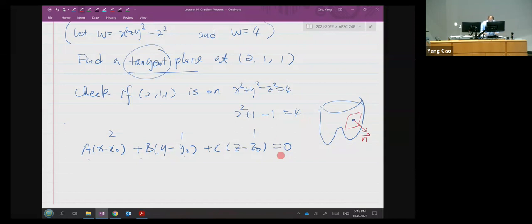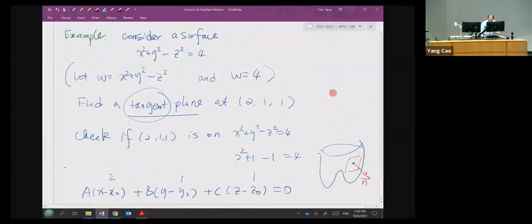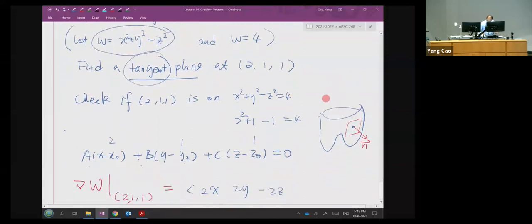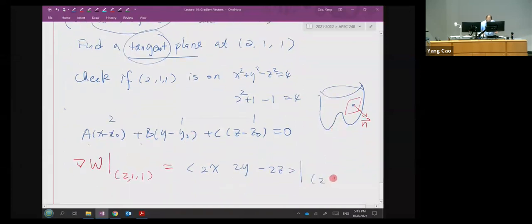You need to calculate del W to get the gradient vector at (2, 1, 1). Once you get this, it should be pretty straightforward, because del W gives you (2x, 2y, negative 2z). This is W here, right? You substitute (2, 1, 1) into this, and you get (4, 2, negative 2). So A is 4, B is 2, C is negative 2. There you go, that's your plane.